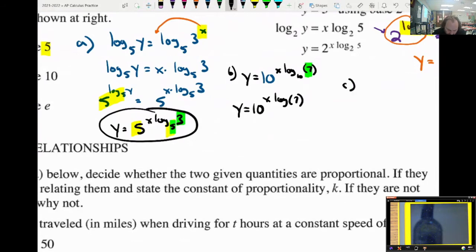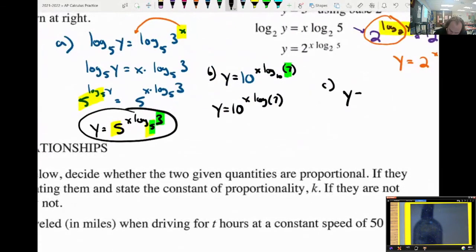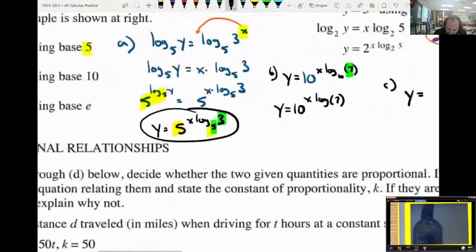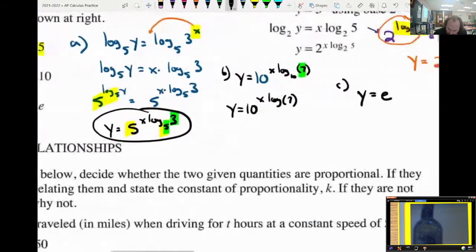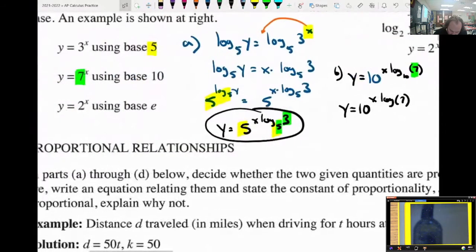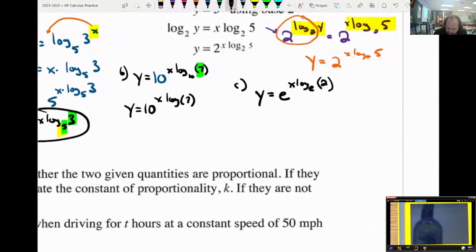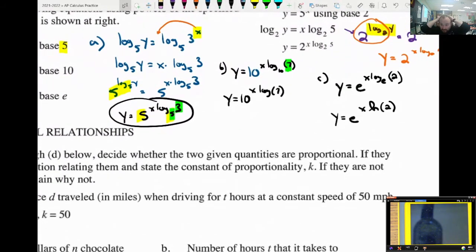For question C, if we follow the exact same pattern, we're going to have y equals... Let's see, we start with the base of e raised to the x log base e of 2. And again, log base e has a special name too. It's called the natural log of 2. There we go. So we're getting logarithms and exponentials in the forefront of our brain as we continue to think about other things too.